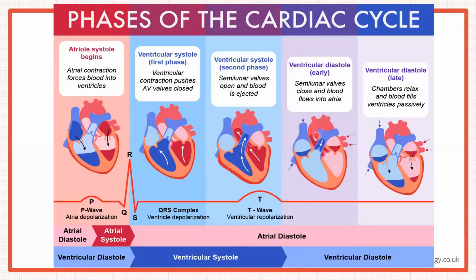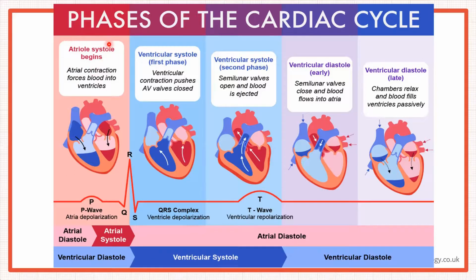So just to recap, these are all the phases of the cardiac cycle. We have talked about atrial systole, ventricular systole, and the cardiac diastole. Then you can actually relate it to the P waves, the QRS complex, as well as the T wave.